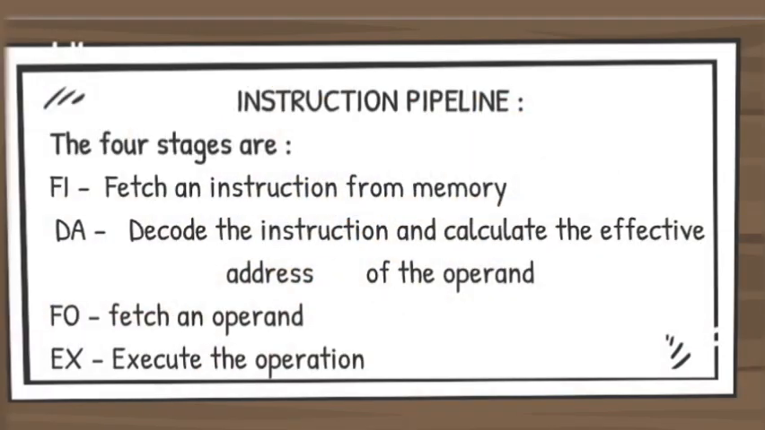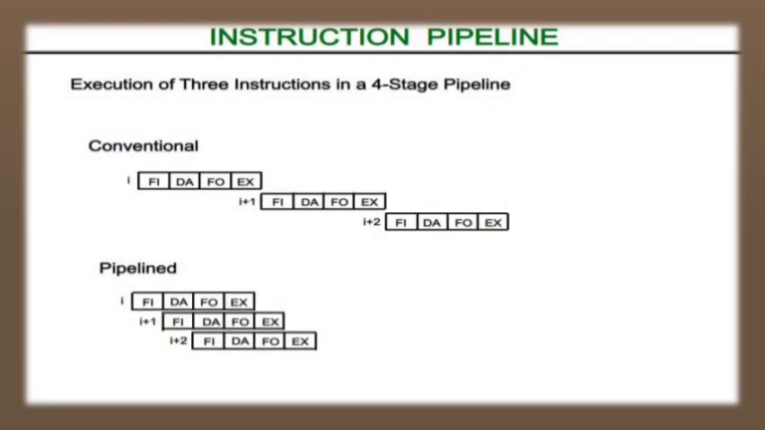Instruction pipeline. The 4 stages are: FI, fetch an instruction from memory; DA, decode the instruction and calculate the effective address of the operand; FO, fetch an operand; EX, execute the operation. An instruction pipeline will be more efficient if the instruction cycle is divided into segments of equal duration. One of the most common examples of this type of organization is a 4-segment instruction pipeline.